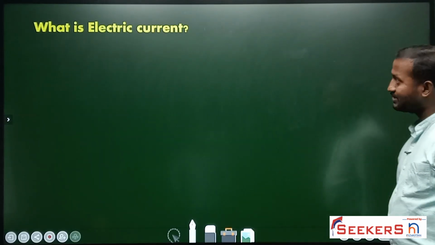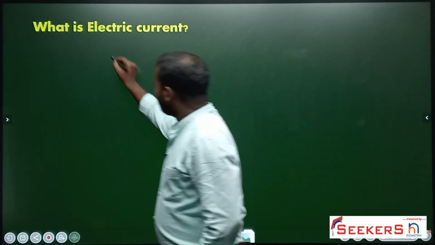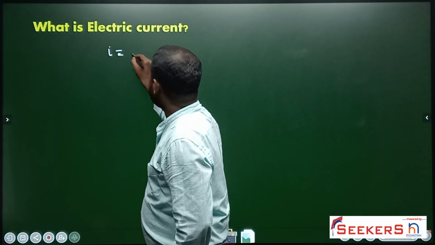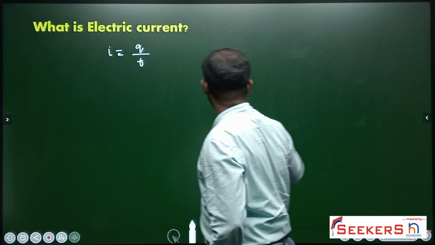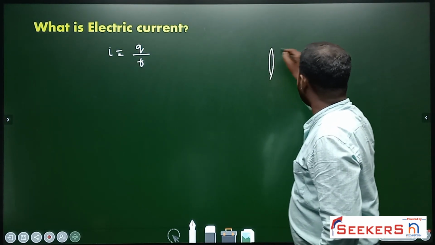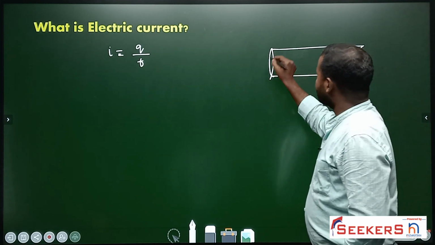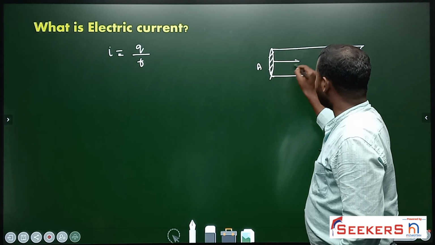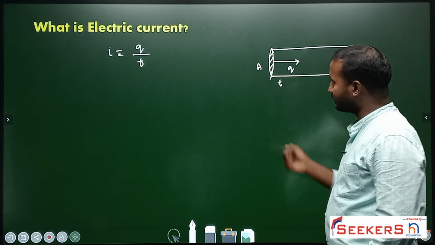What is electric current? Electric current, represented by I, is essentially how much charge is flowing per unit time through a cross section. For example, if you talk about a wire or a conductor whose cross sectional area is A, how much charge is flowing within this cross sectional area in a given time t is nothing but a current.